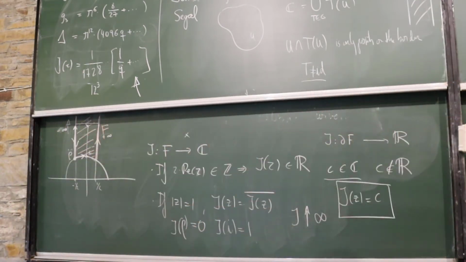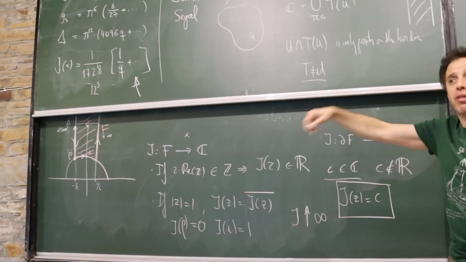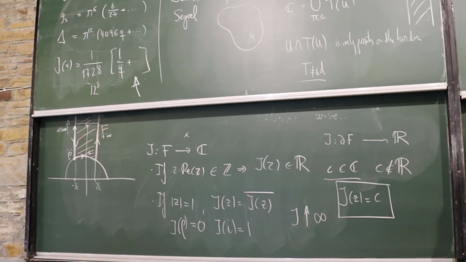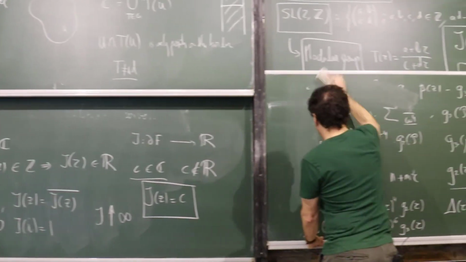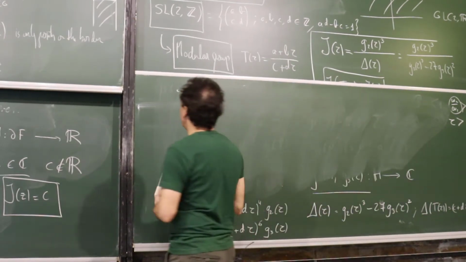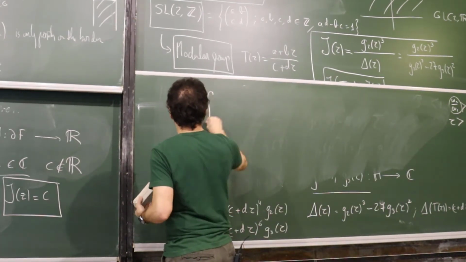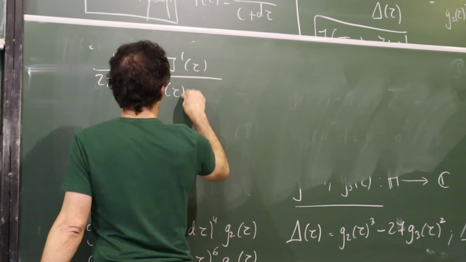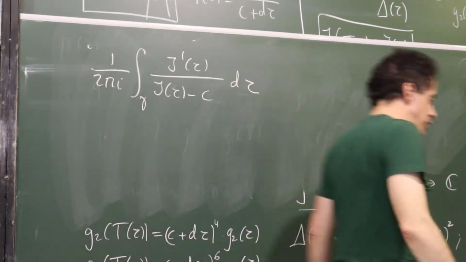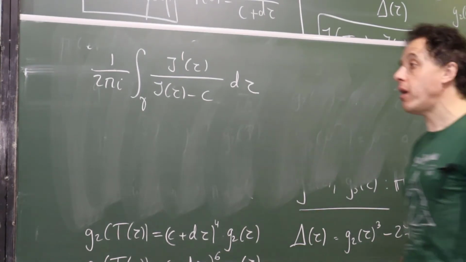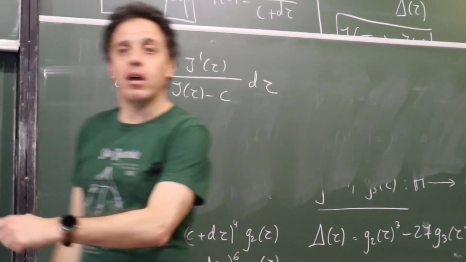Imagine you take this path. And in order to see if the value c is taken in this path, using arguments that we have already used previously, we know that we could consider the following integral. We could consider the integral along this path of this function. This integral would give us the number of times the value c is taken inside this domain.